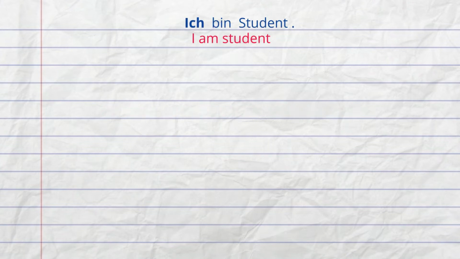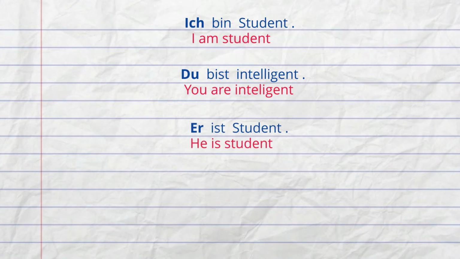Ich bin Student. I am student. Now don't go into the details of verb and object. Only concentrate on personal pronomen part. Du bist intelligent. You are intelligent. Er ist Student. He is a student.